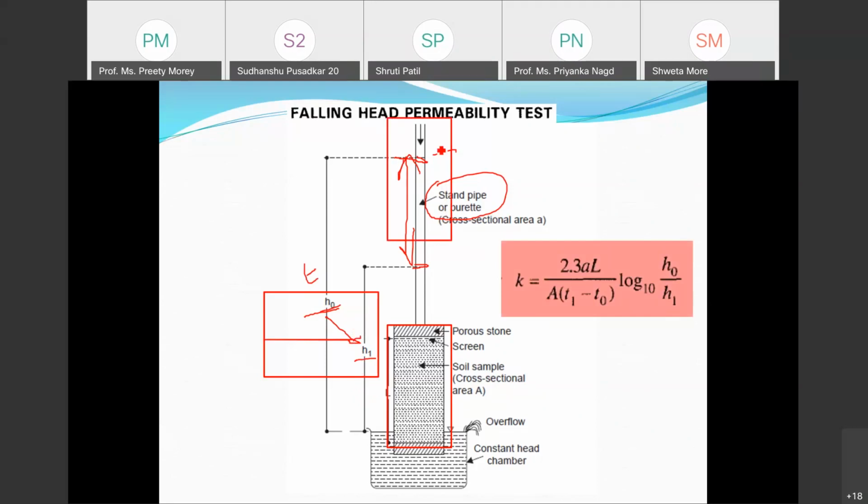Now here this small a is the area of your standpipe. L is the length of the soil sample. Cross sectional area A is again of the soil sample. T1 is the time for the head H1, and T0 is the time for the head H0. Okay, so initially it is H0 at T0, then H1 at T1. So only these three readings need to be taken, and I will get the coefficient of permeability. So these are the simple methods.